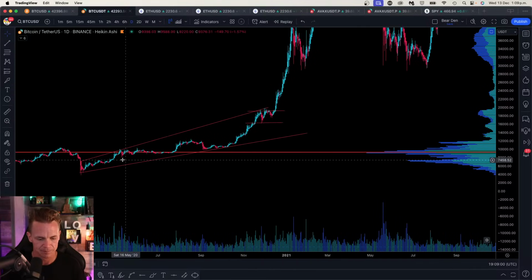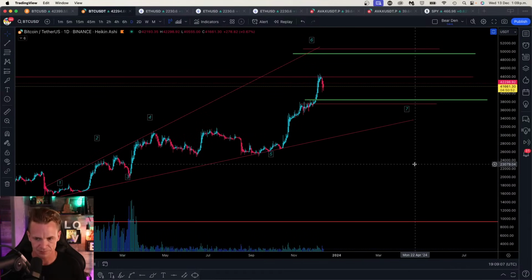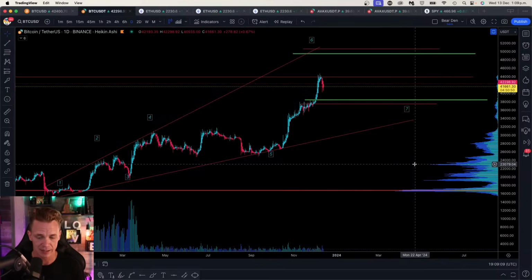But this widening megaphone pattern and the potential for what's coming next in Bitcoin is going to be explosive. I think we could see a movement of highs for Bitcoin that we've just never seen before.